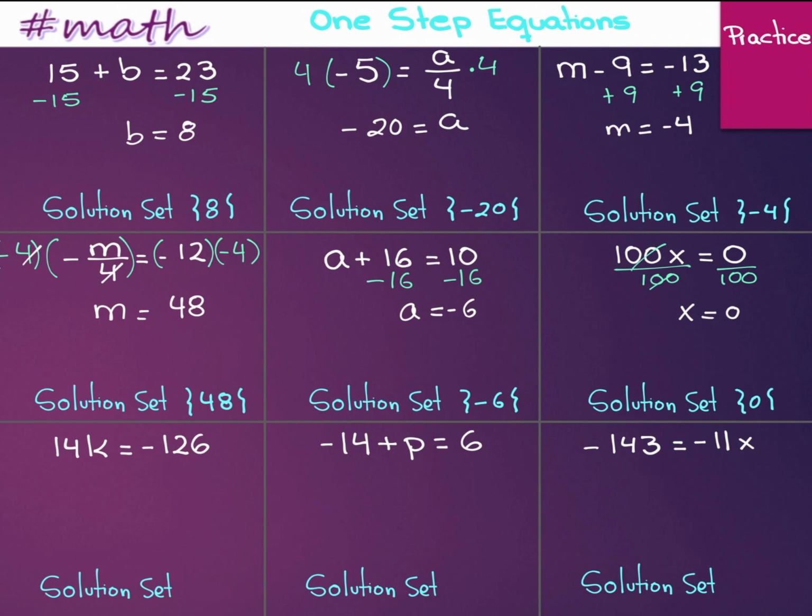On the next example, we want to divide by 14 on both sides, and we get k equals. The answer is going to be negative because negative times positive is negative. 126 divided by 14 is 9. So we get k equals -9. And the solution set is the set containing -9.